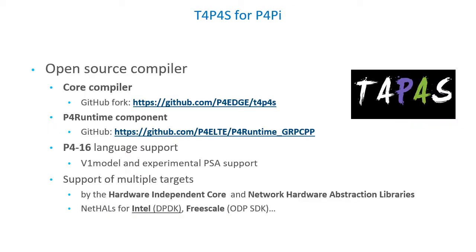Currently Tapas is the data plane backend of PEPI. We use two Tapas components. The first is the core compiler; to this end, we created a separate GitHub fork for supporting Raspberry Pi. The other component is the P4 runtime component, which is implemented by a separate library. We use this library together with the core compiler to have a P4 runtime server on top of the generated switch program.